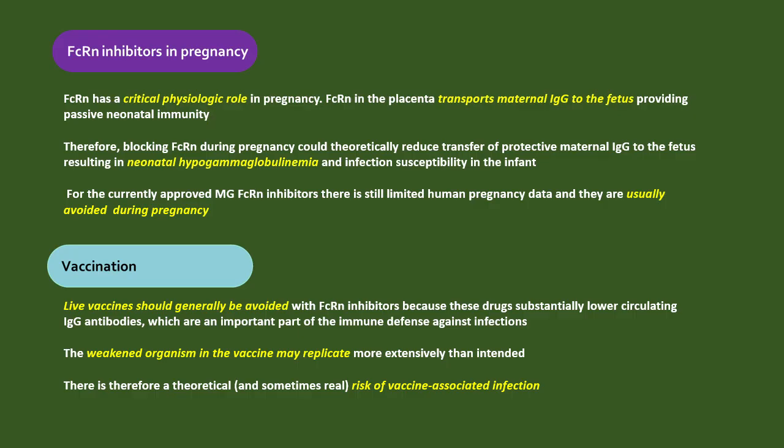Vaccination. Live vaccines should generally be avoided with FcRn inhibitors because these drugs lower circulating IgG antibodies, which are important in the immune defense against infections. The weakened organism in the vaccine may replicate more extensively than intended. There is therefore a theoretical and sometimes a real risk of vaccine-associated infection.